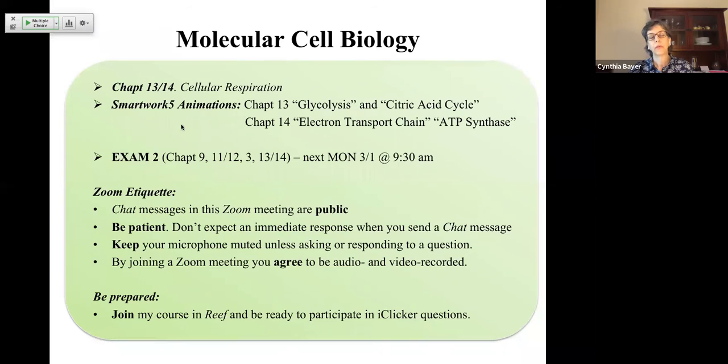We will be covering 4 chapters. Chapter 9, evolution of genomes. 11 and 12, the structure and function of membranes. Chapter 3, we looked at energy and then cell respiration, some covered in chapter 13, some in 14. Exam starts at 9:30 on Monday.